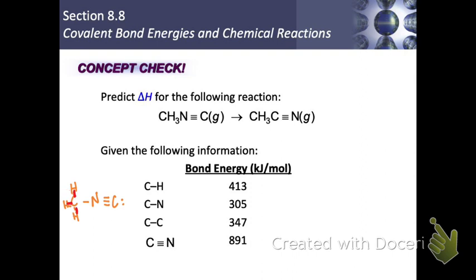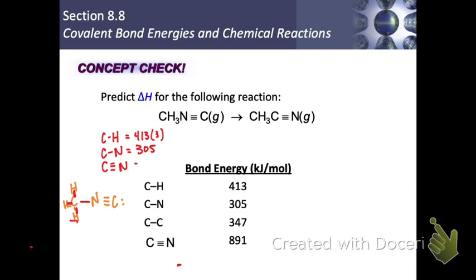Okay. And actually, the way I like to write this out, I don't really have room to do it right here, but I like to write out here, carbon to hydrogen equals 413, and there's 3 of them. Then I also have a carbon to nitrogen single bond, and that is 305. How many of those types of bonds are there? Just 1. And then a carbon to nitrogen triple bond, which is 891. And so I'm going to add up that whole reactants side.